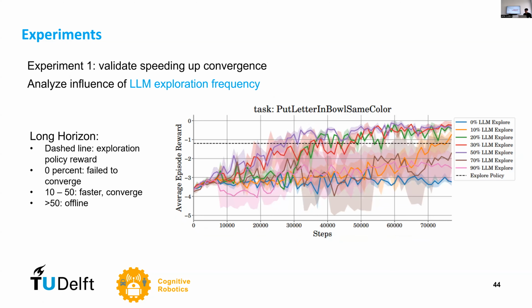And this is the figure of the long horizon task. It shows a similar trend to the short horizon. When it's 0% exploration rate, it does not converge at all. And as the exploration rate goes from 10% to 50%, the convergence is going faster. And when it goes beyond 50% exploration rate, it just does not converge.